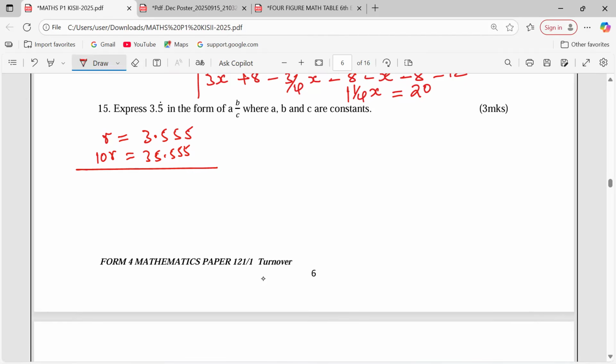So now we can subtract at that point. 10R minus R is 9R. Then 35 minus 3 gives us 32. So we get the value of R, which is 32 out of 9. Now, 32 over 9 is going to be 3 and 5 over 9. You see now, we have the fraction given as a mixed number at that point.